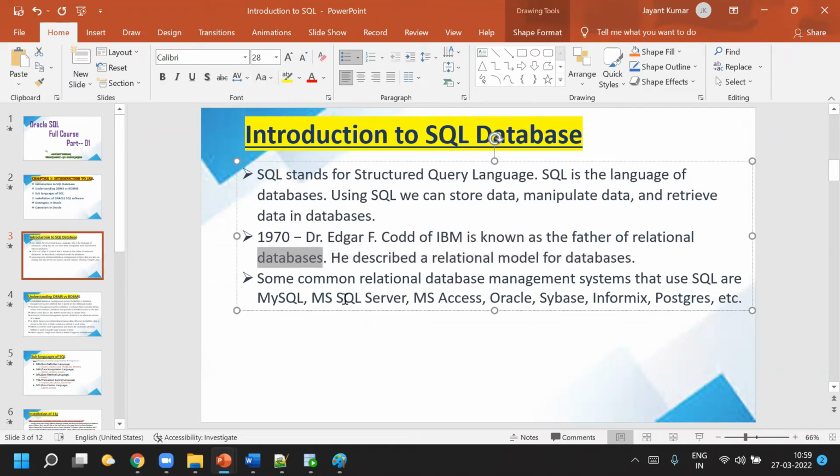Some common relational database management systems that use SQL are MySQL, MS SQL Server, MS Access, Oracle, Sybase, Informix, Postgres. Other than that, Teradata is there, Netezza is there, SAP HANA database. So many other databases are there. It depends on your project which database you will go with. But working-wise, almost all are the same. Minor differences will be there in syntax, but the concept is almost the same everywhere.